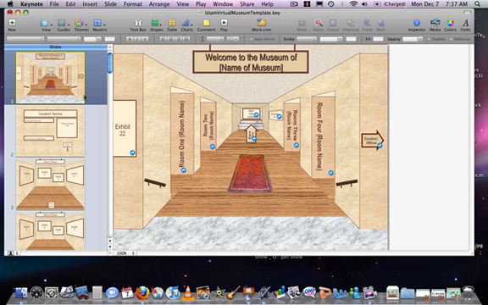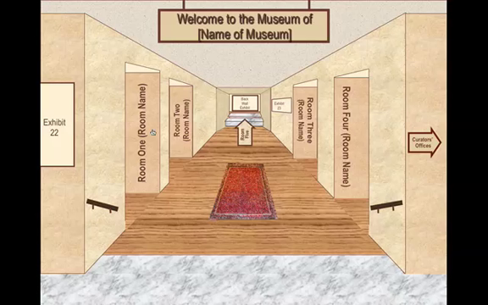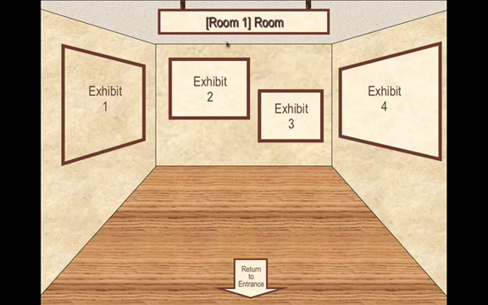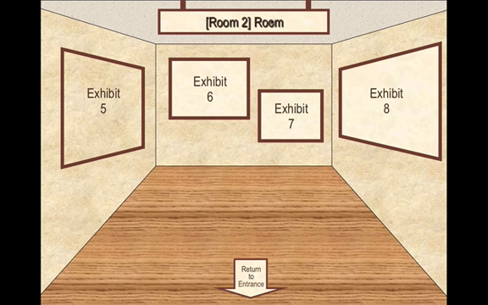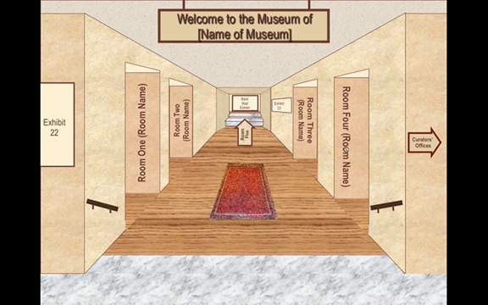One of the things that you should notice is these little circles with the white arrows. What this means is that these are links. So when you go into the slideshow, you can actually click. When you click on room 1, it'll take you to room 1 with the different exhibits. And you can always go back to the entrance. When you click on room 2, it should take you to room 2 and then return to entrance. Same thing with 3 and 4 and 5.